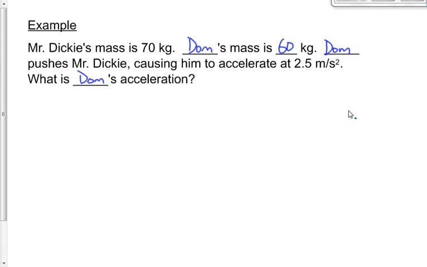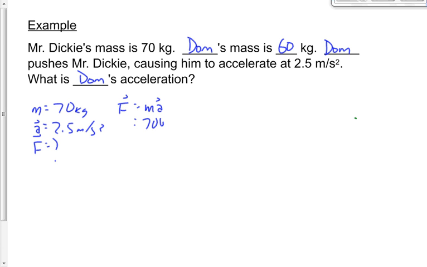Okay, so let's do that. So let's say the mass of me is 70 kilograms. My acceleration is 2.5 meters per second squared. Let's find my force. And that's pretty straightforward, right? Say F is equal to M times A. So we're going to say 70 kilograms times 2.5. That gives me a force that's applied on me of, what's that, 175?